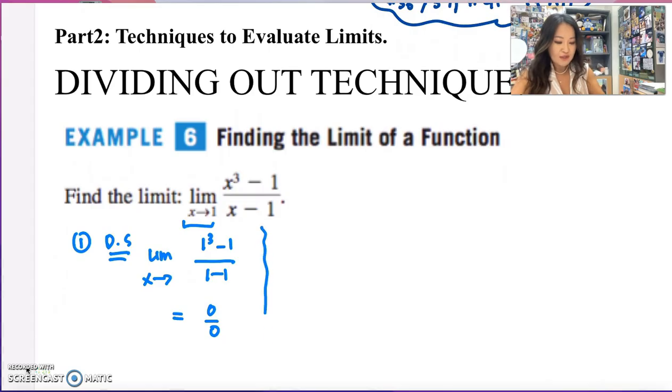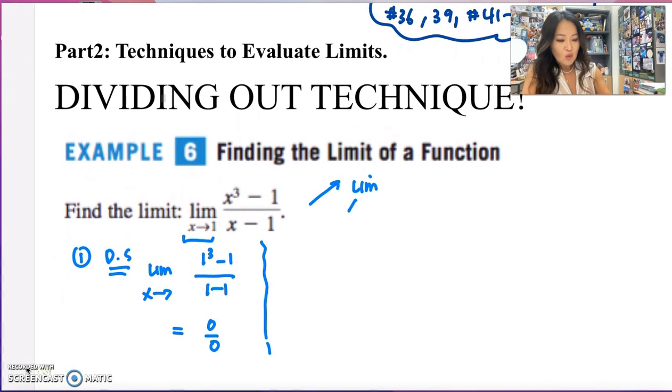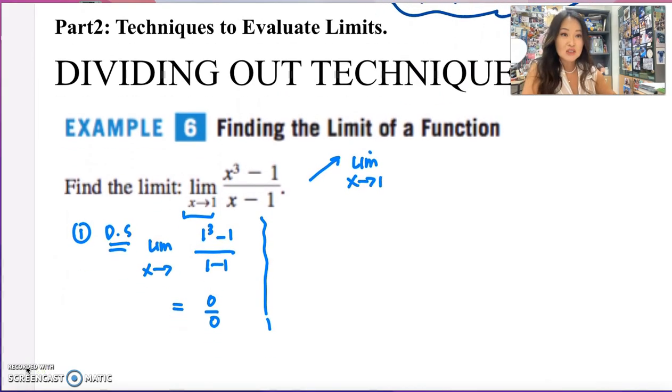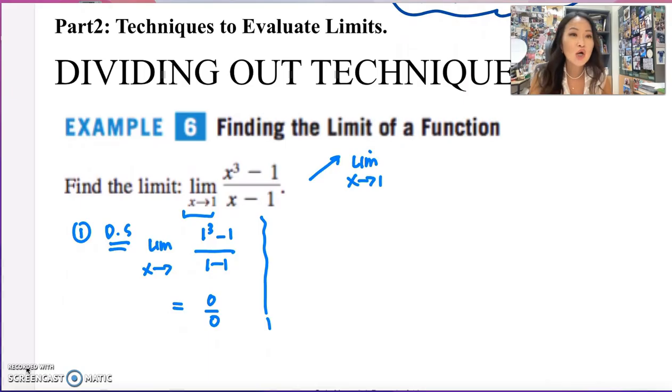Zero over zero. And what happens when you get that? You have to use a different technique, right? That means it's indeterminate, not undefined, indeterminate. So let's go ahead and try the dividing out technique. What does that mean? It kind of goes back to your Algebra 2 days when you used to simplify your fractions. Here's what I mean.